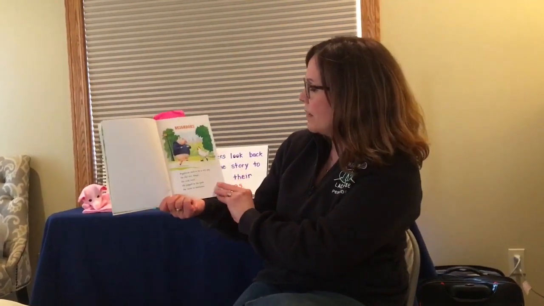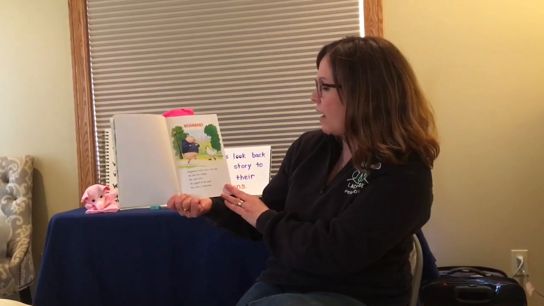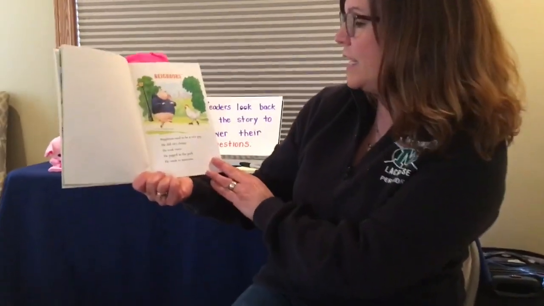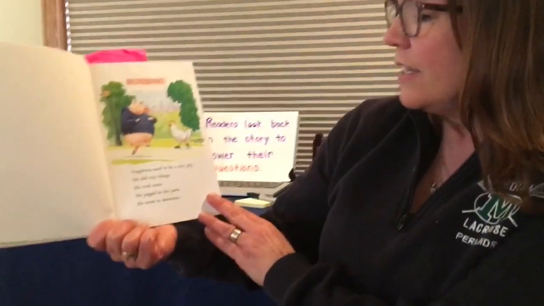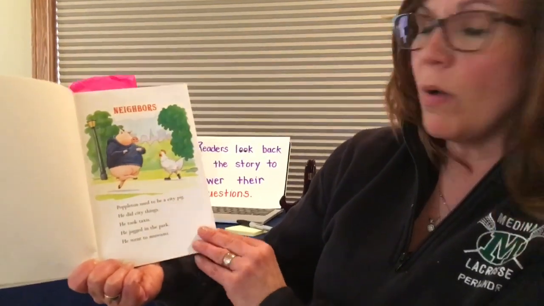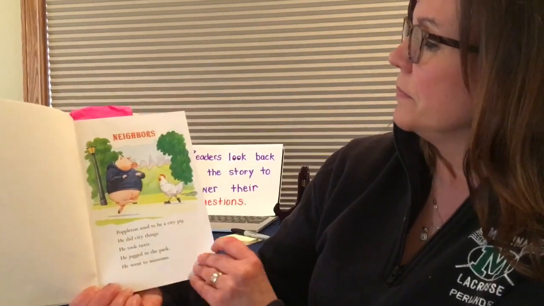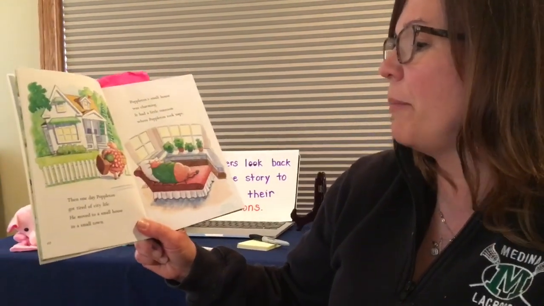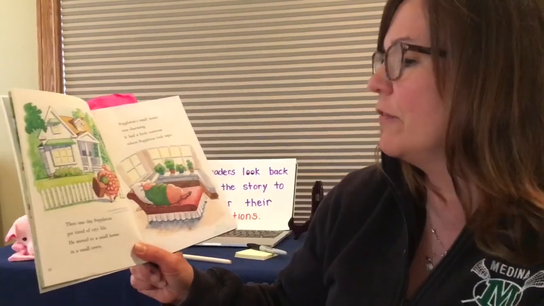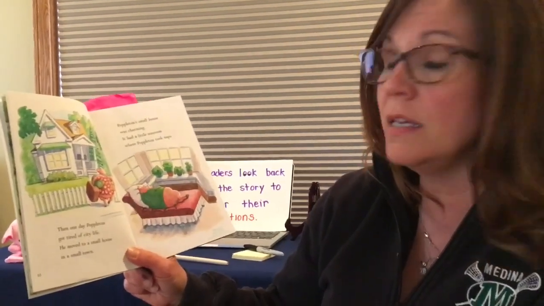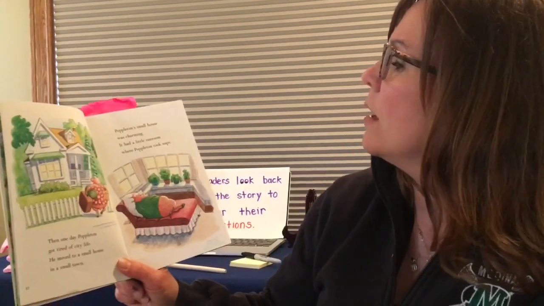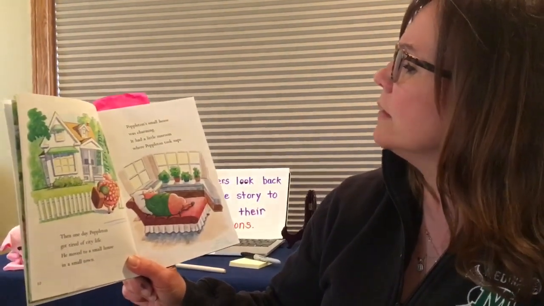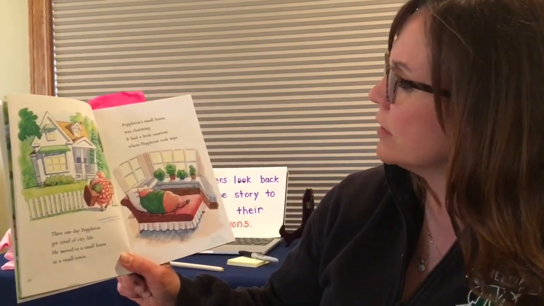Neighbors. Poppleton used to be a city pig. He did city things. He took taxis. He jogged in the park. He went to museums. Then, one day, Poppleton got tired of city life. He moved to a small house in a small town. Poppleton's small house was charming. It had a little sunroom where Poppleton took naps.